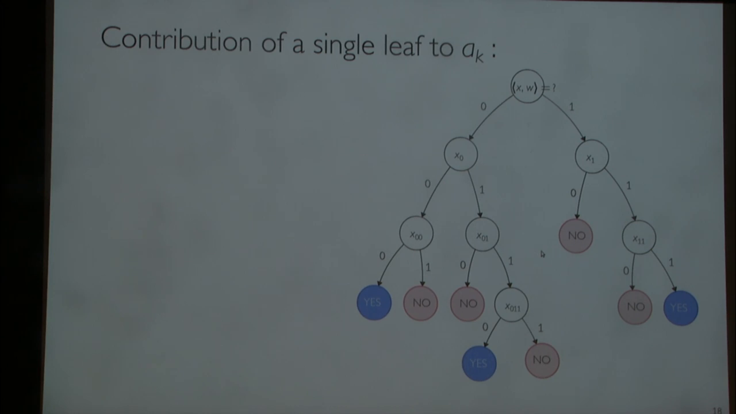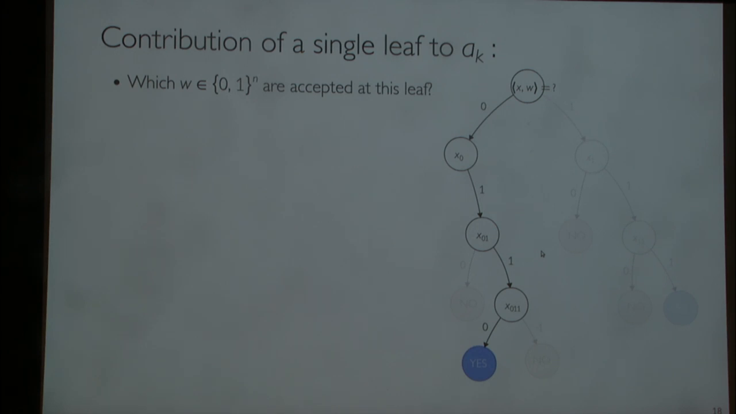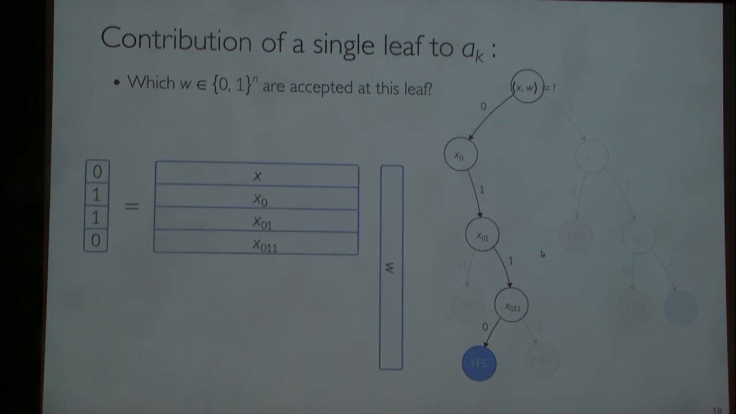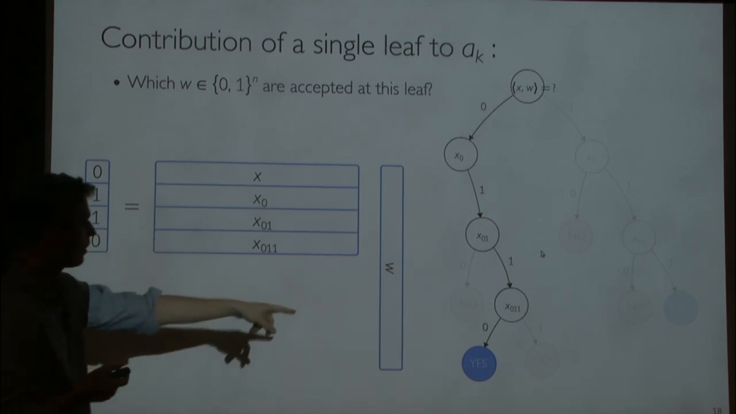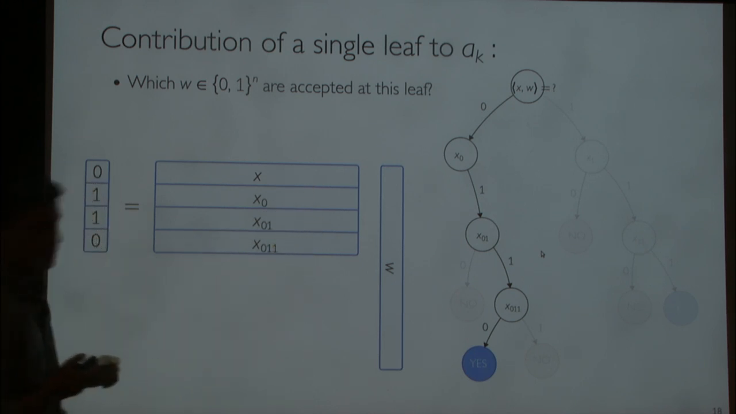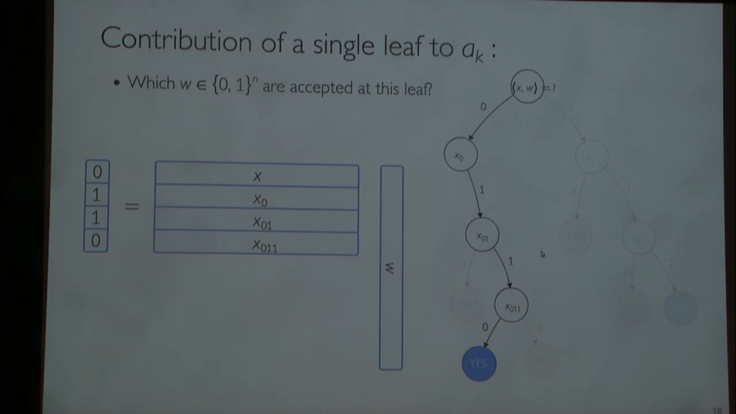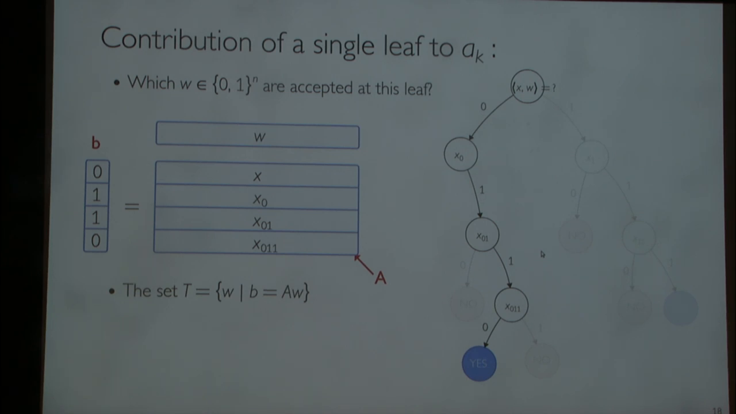All right, so let's look at the contribution of a single leaf. What inputs are accepted at this particular yes leaf? We have this W, which is the secret, and we test it with a bunch of X's, and to be able to get there, we know what the answer to each of these must be. So this is an affine subspace. We have a matrix A, and we multiply W with A, and the answer has to be B. So the set T of inputs accepted at this particular leaf is given by this equality.